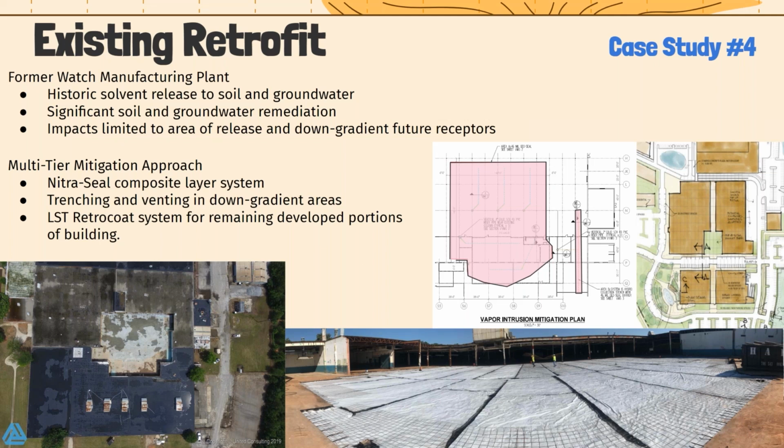This site in particular demanded a creative, cost-effective solution to allow for future development of the existing building. This included the installation of a NitroSeal system over the remediation area and an additional 25,000 square feet of building to the north, and trenching and venting in down gradient areas. In the future, once this building is redeveloped, RetroCoat, that topical system we were talking about earlier, would be applied to all the suites in the commercial buildings and inspected and certified prior to occupancy.